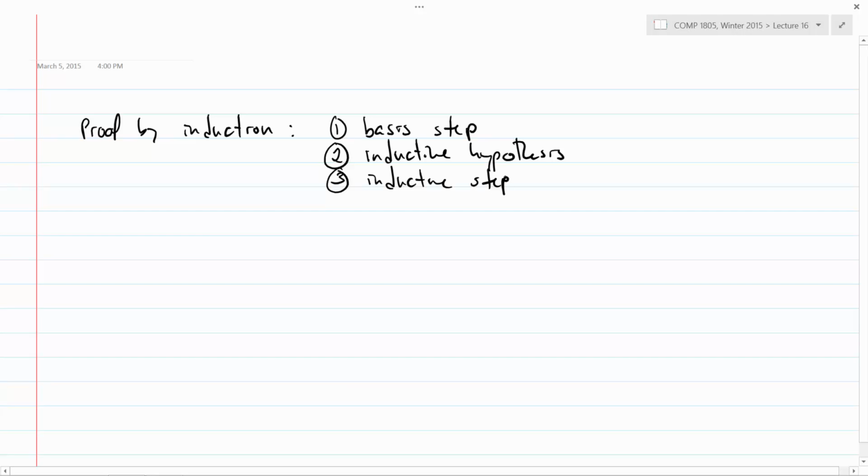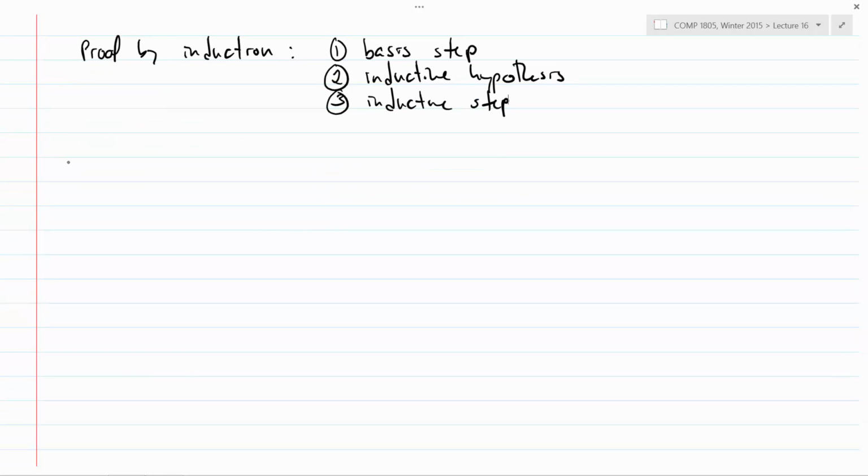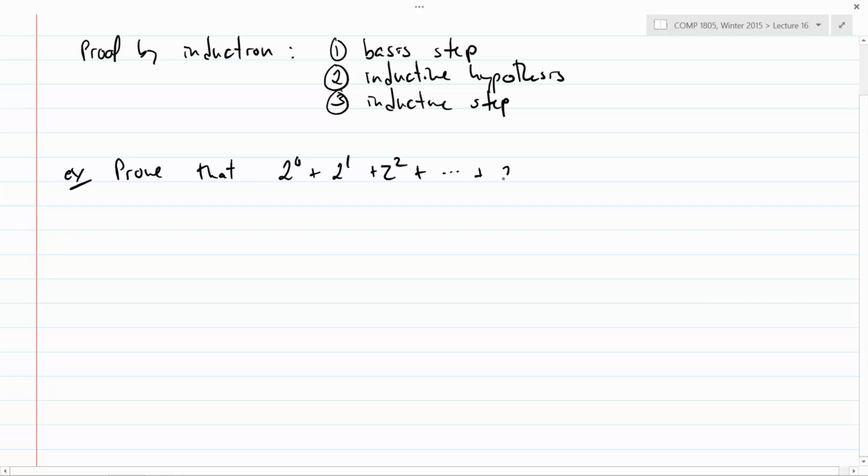I ended last class saying that there's nothing special about starting at 1. Right? It won't always be that you prove P(1). You want to prove that the statement is true for the smallest value to which it applies. So I'm going to do an example now where that is 0. So this example, we'd like to prove that 2 to the 0 plus 2 to the 1 plus 2 to the 2 plus all the way up to 2 to the n is equal to 2 to the n plus 1 minus 1, for all non-negative integers n.